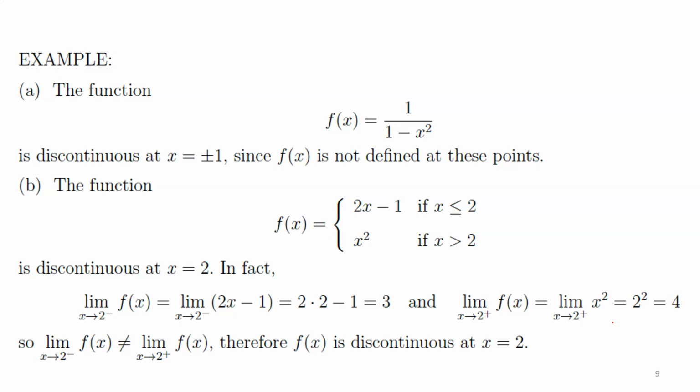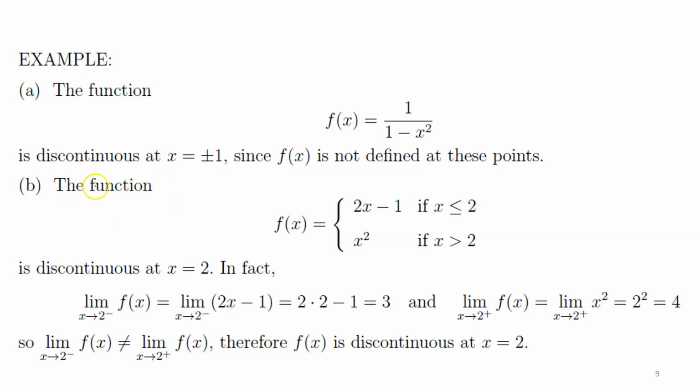Okay, the example. The function f(x) equal to 1 over 1 minus x square is discontinuous. Okay, dia kata this function discontinuous, tidak bersambung at x equal to plus and minus 1, since f(x) is not defined at these 2 points. Okay, dia kata function ni tidak bersambung pada x equal to plus or minus 1.